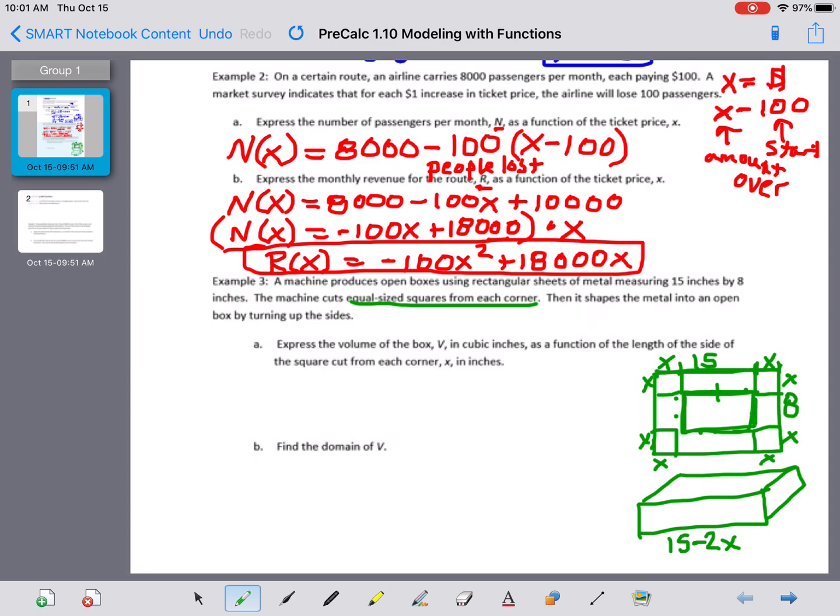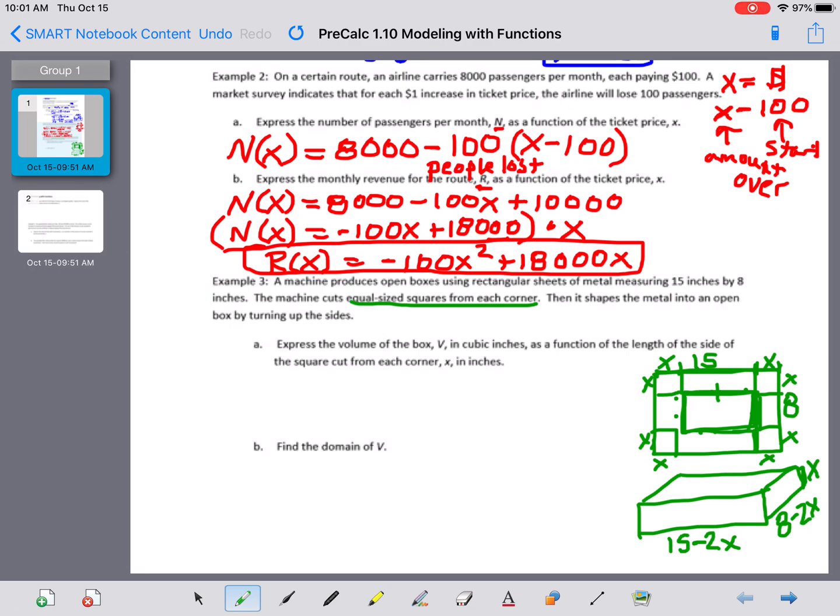And so my new width over here is going to be 8 minus 2 of the x's. And then if you think about how high the box is, well, that's this little part here when it folds up, and those are all x, okay? So there's my new box. Those are the dimensions of my box because of that corner being cut out.